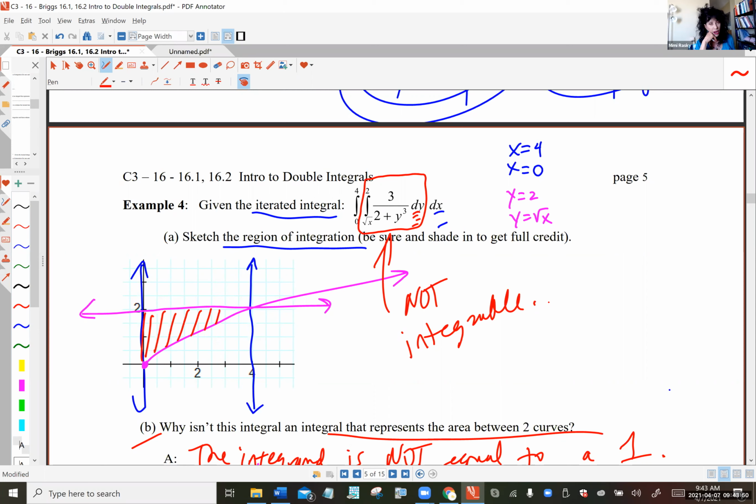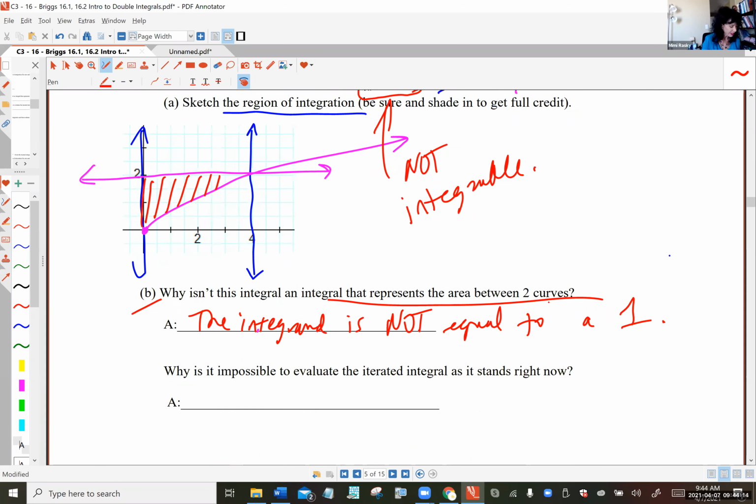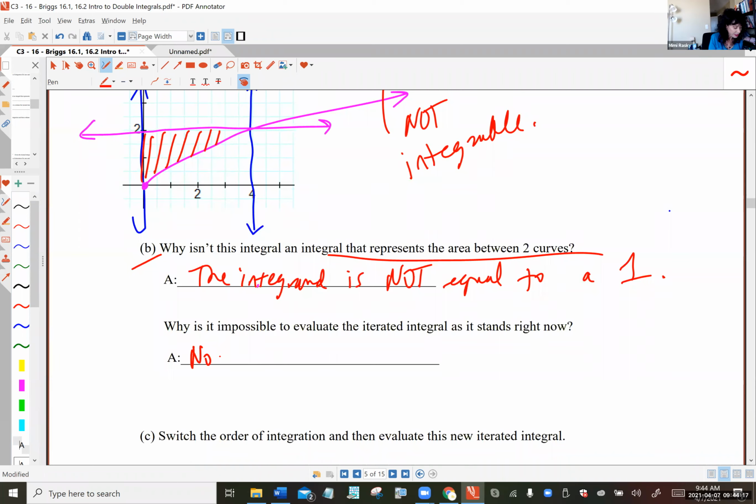So it's like, now what? What do I do? When this happens to you for the rest of the semester, because it's going to happen a lot, you are going to pause, take a deep breath, and switch the order of integration. Because if you do that, it will be integrable, most likely. So the reason why is no integration technique will work. Fill in the blank. No integration technique will work. You don't believe me? Good luck. Try to integrate it. Good luck to you.